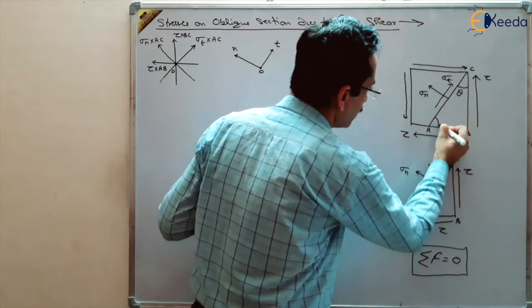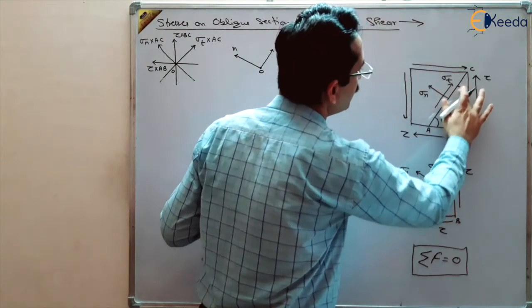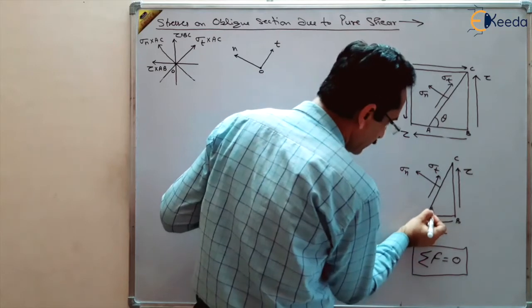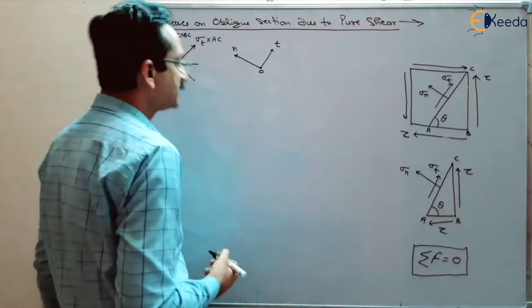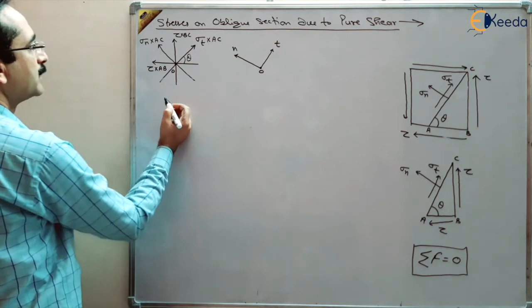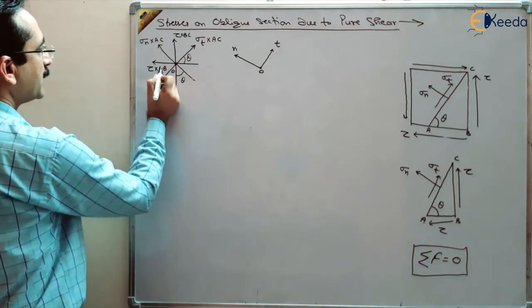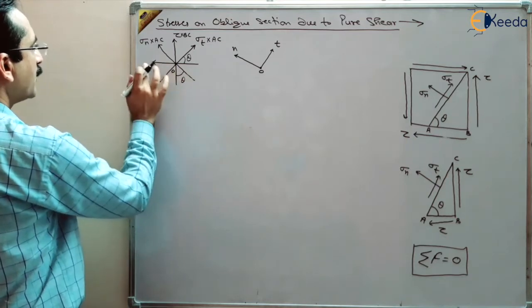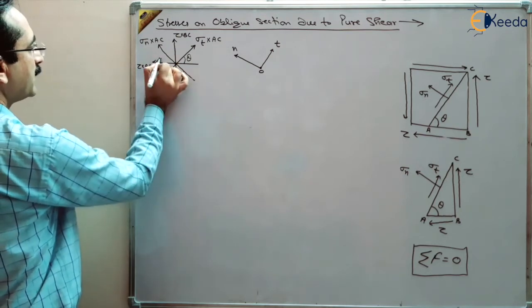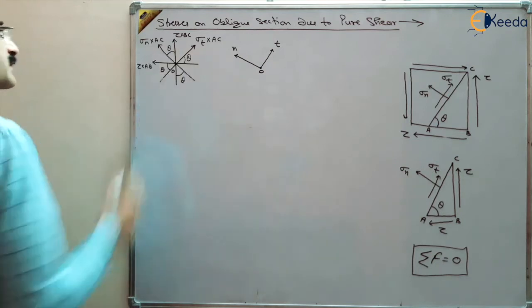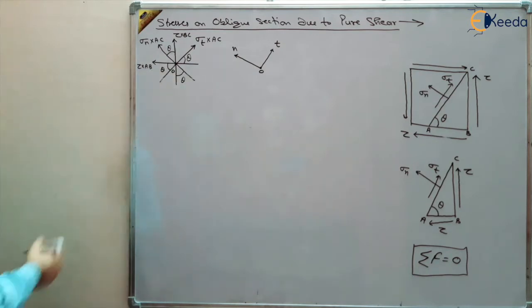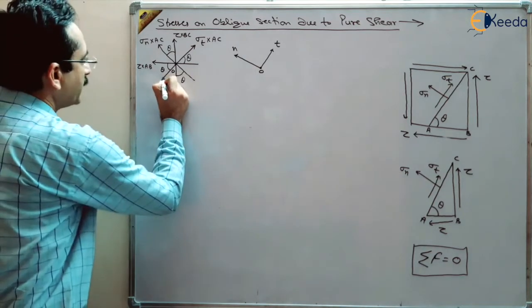Now, what is the angle? Suppose we take the angle with the horizontal as theta, for uniformity, because we were taking the angle theta with the horizontal. So with the horizontal, this sigma t makes an angle theta. If this is theta, this is again theta, and tau on AB will also have angle theta. This is theta, this is 90 minus theta, and then theta again. So the angles are like this, theta and 90 minus theta, and this is our stress condition.